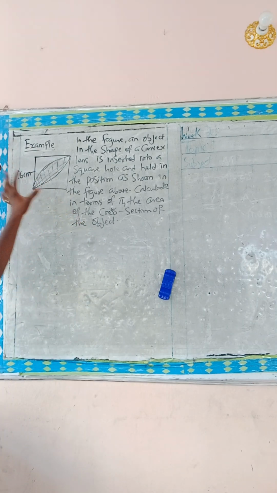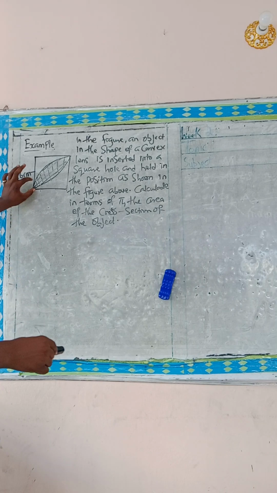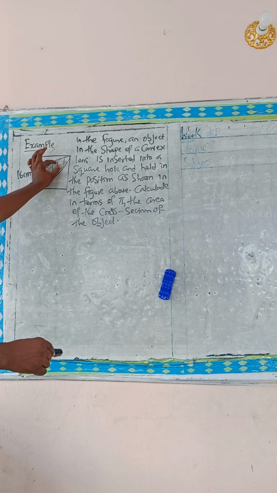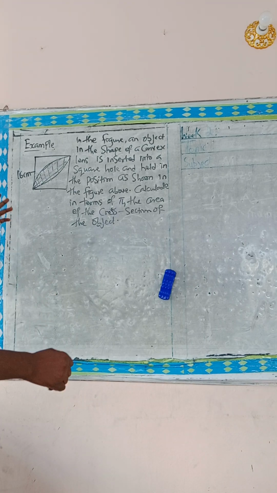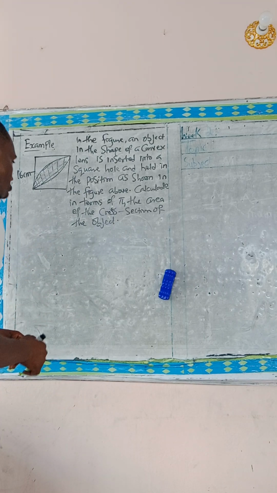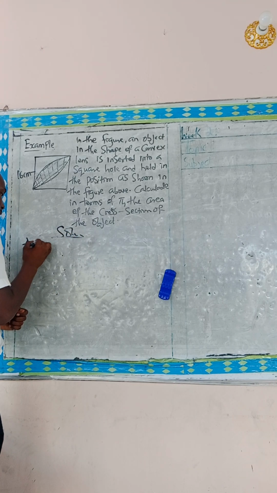Now we need to look at this question very well. What do we calculate first? We are looking for the area of this shaded region. That's what we are going to find, the area. We can look at this as a square, so all the sides are equal. So we can simply calculate the area of a square first.